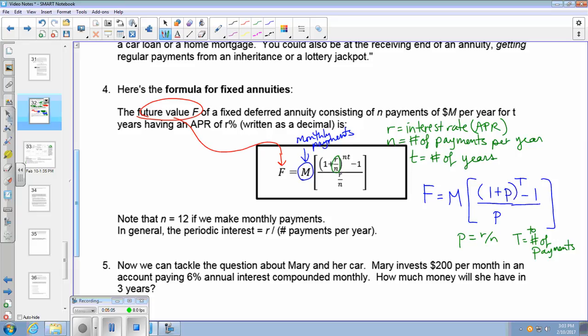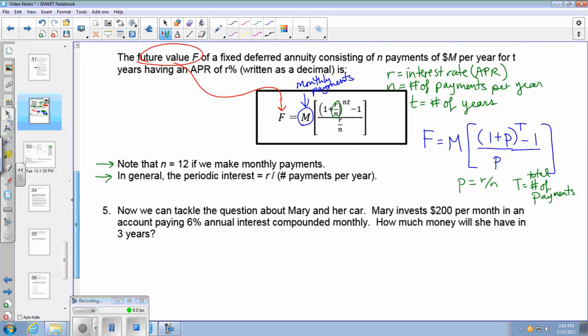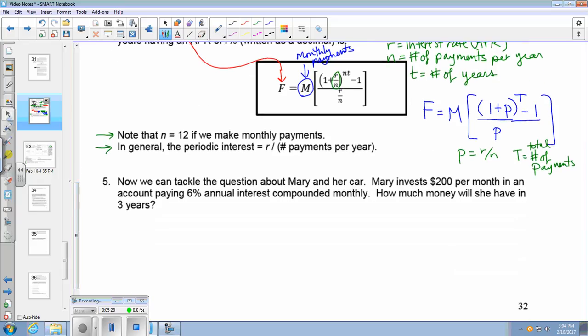Let me put total in here just to remind you. Okay, all right, so note that n equals 12 if we make monthly payments, but in general, the periodic interest rate is R divided by the number of payments per year. So for instance, if you're making 2 payments per year, we would write R over 2. All right, so number 5, now we can tackle the question about Mary and her car.